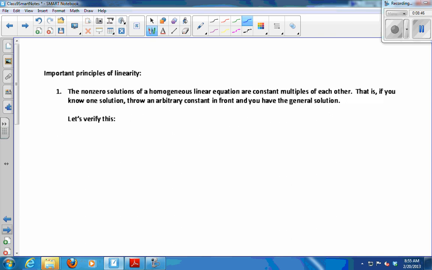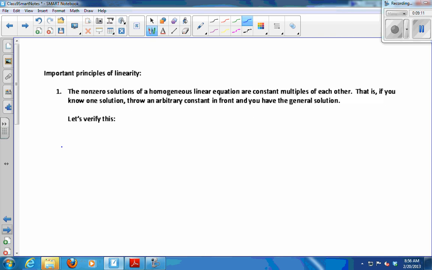So the first principle of linearity is that the non-zero solutions of a homogeneous linear equation, so that's one that has no B of t on it, it's just A of t times y, are all constant multiples of each other. That is, if you know one solution, throw an arbitrary constant in front, and you have the general solution. So we're going to verify it.